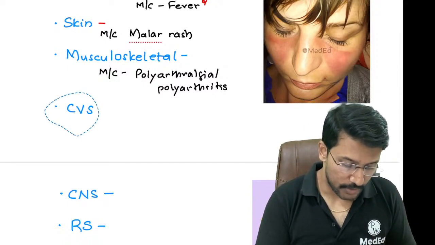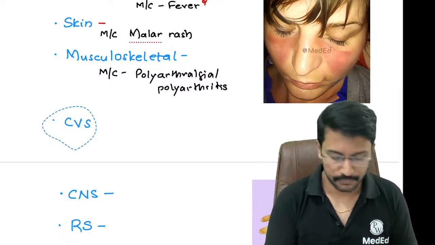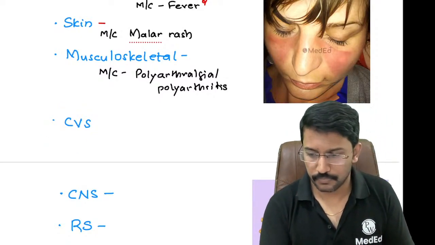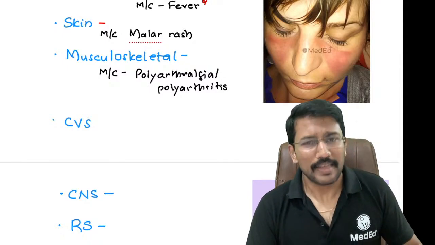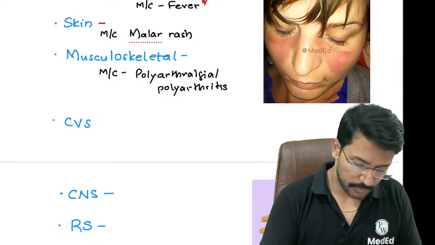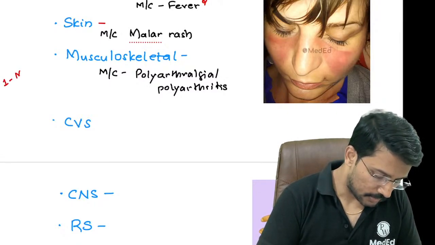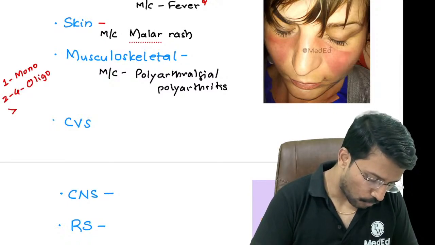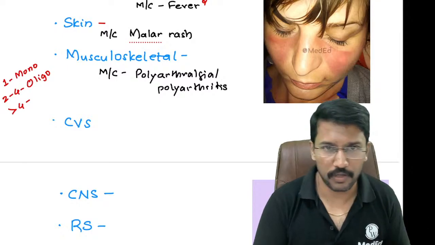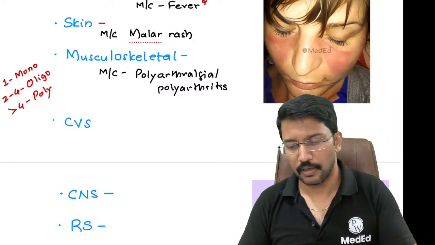What do you mean by poly? When do you say it is poly? How many joints should be involved to call it polyarthritis? Not exactly many, right? So please remember, I will just put a small note here. When one joint is affected, we will call it mono, right? 2 to 4, we call it oligo. And when it is more than 4, that means 5 or more than 5, we will call it poly.